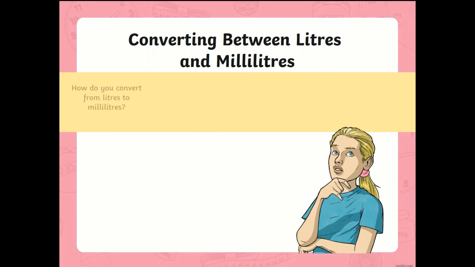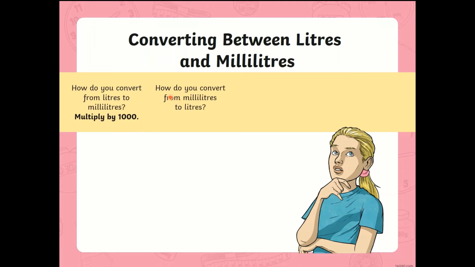Let's move towards conversion. Converting between liters and milliliters. Dear students, how do we convert from liters to milliliters? So it's quite easy, as we know that there are 1000 ml in 1 liter. So we just have to multiply by 1000. When you want to convert from liters to milliliters, we have to multiply by 1000.